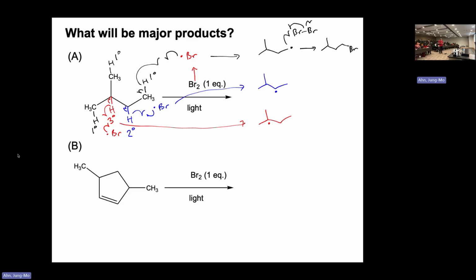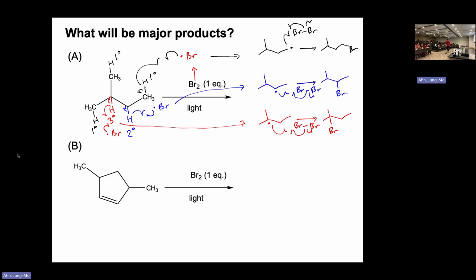Out of these radicals, we go for the second propagation step. The radical picks up the bromine, with 1 electron given here, 1 electron comes out, it makes a bond. The carbon with bromine bond. It releases a bromine radical that goes back to the first propagation step. But we don't care about that because we only care about the product. This secondary radical will pick up the bromine, bromine goes to that secondary carbon. This tertiary radical will get a bromine, and then bromine goes to the tertiary position.